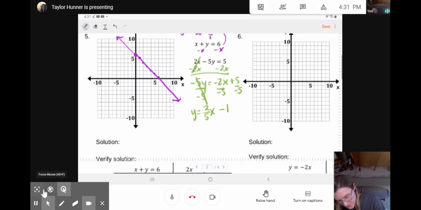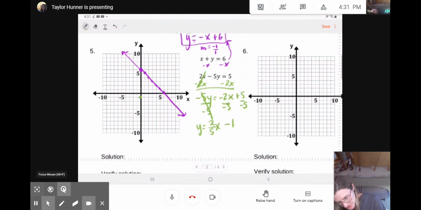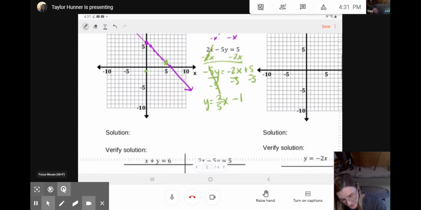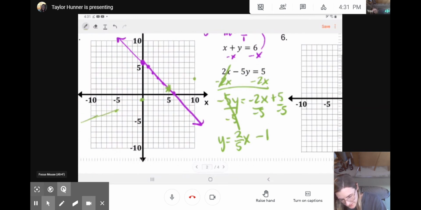Okay, when we graph this, we start at negative 1. And then it's a positive slope, so I go up 2 and over 5, and as you'll see, I actually land on a point that's on that graph, so that's going to be my solution. Again, I can go up 2 and over 5, or down 2 and over 5 in this direction. And my graph is going to look like this.